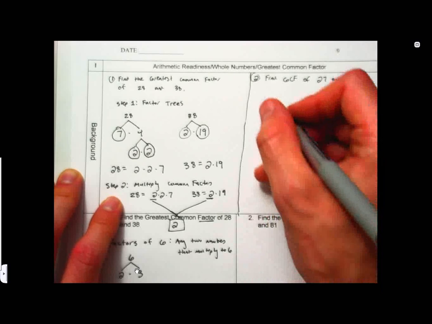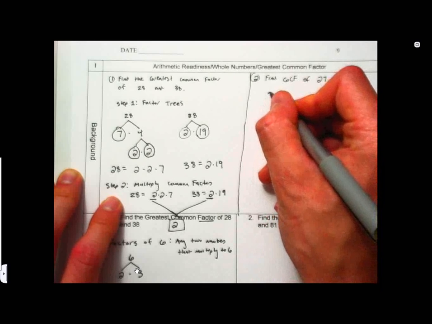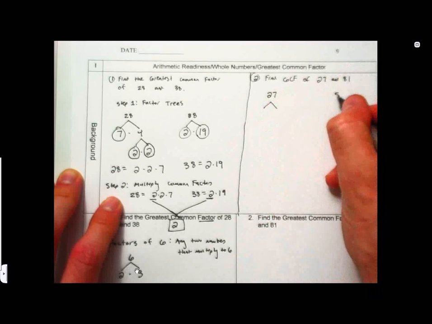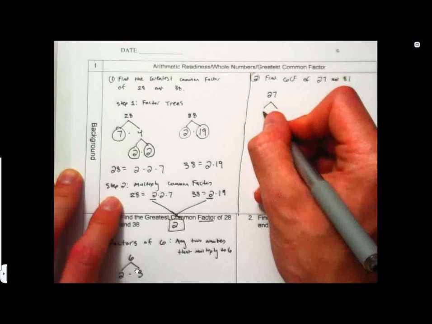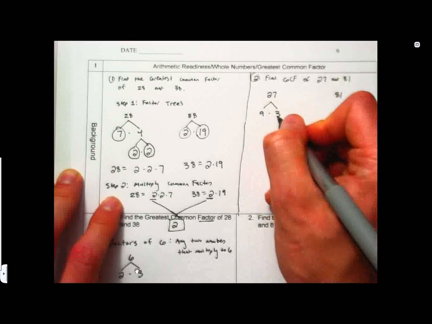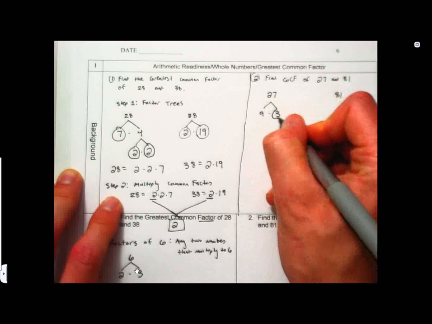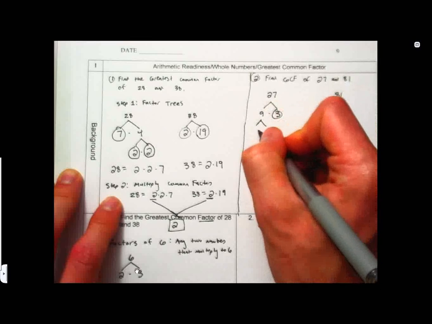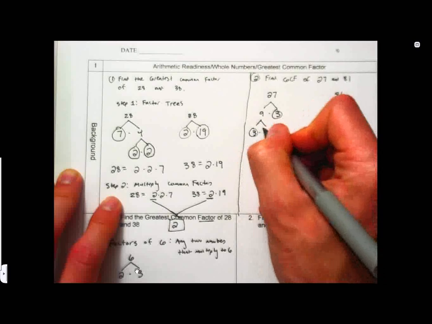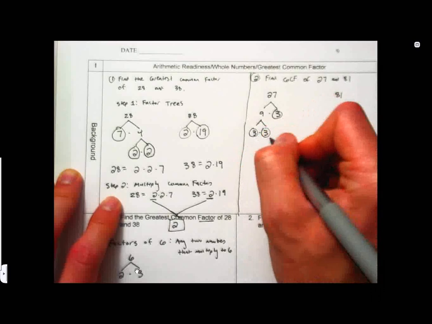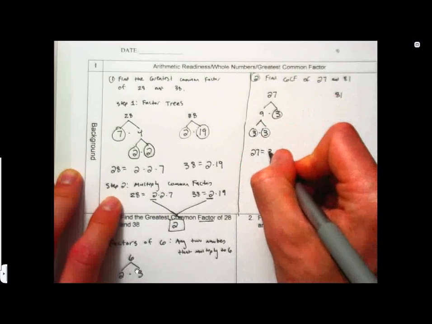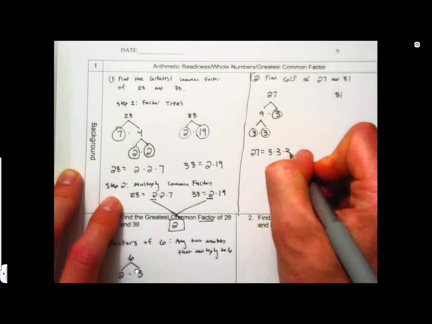Okay, so our first step is we're going to do a factor tree for each. So 27 and 81. 27, well, 9 times 3 would certainly work. 3 I can't break down further, so I'm going to circle it. 9 can be broken down further. It can be broken down to 3 times 3. And neither of those 3's can be broken down further. So 27 is equal to 3 times 3 times 3.